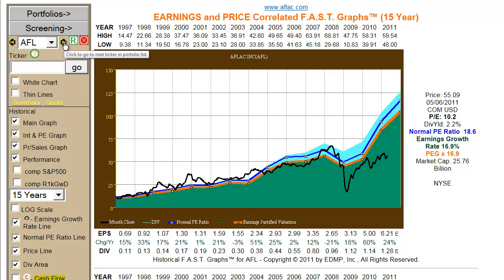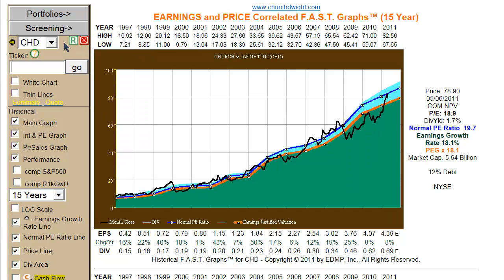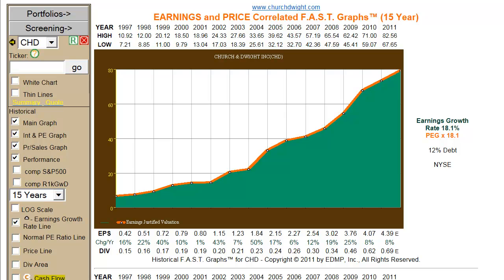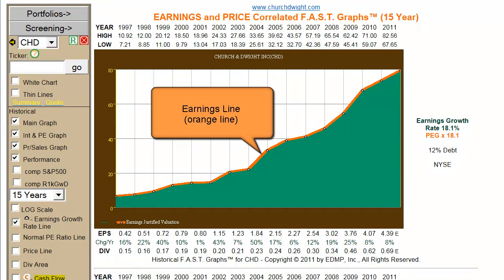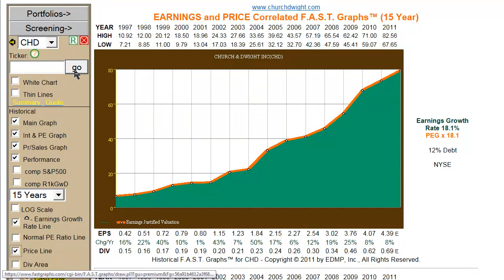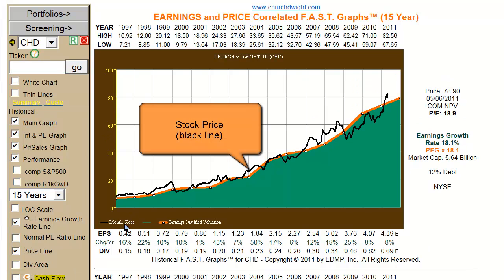Thanks to F.A.S.T Graphs, the subscriber can watch the fundamentals, primarily earnings per share, of any stock they own or are interested in come to life, because F.A.S.T Graphs focuses on fundamentals first. Here we have Church & Dwight's earnings only plotted. And now we add the stock price second, the black line on the graph. With the two lines correlated, the user can make smarter and better informed investing decisions.